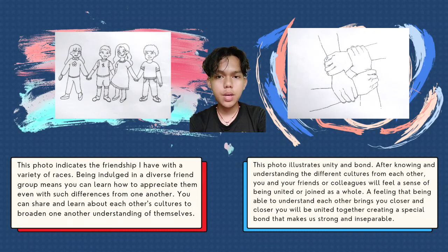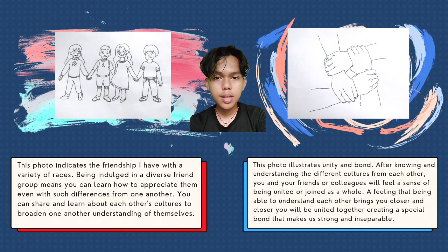These photos here signify the life lessons and significant values that I have personally experienced in multicultural literacy. The photo on the left side indicates the friendship that I have with a variety of races. Being immersed in a diverse friend group means you can learn how to appreciate them even with such differences from one another. You can share and learn about each other's cultures to broaden one another's understanding of themselves.